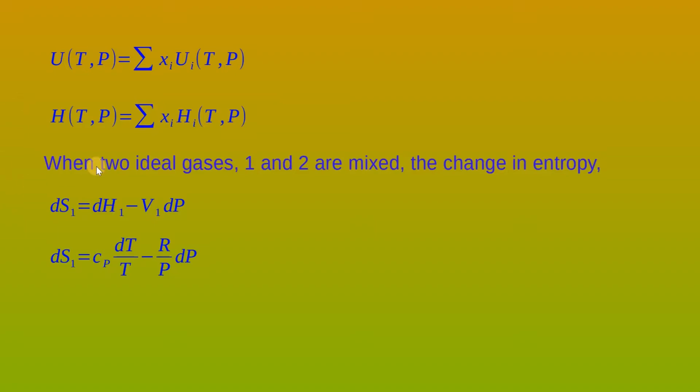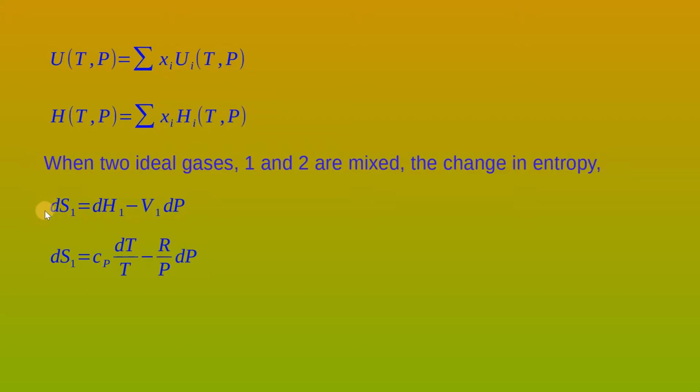Now we get back to ideal gases. When two ideal gases 1 and 2 are mixed, there is a change in entropy, or there is an entropy of mixing. Let's see, how do we find it? Let the first ideal gas 1, let its change in entropy be dS1 is equal to dH minus V1 dP.